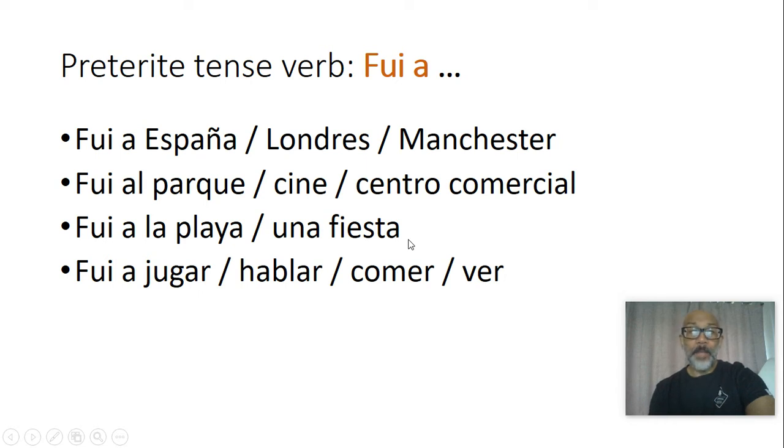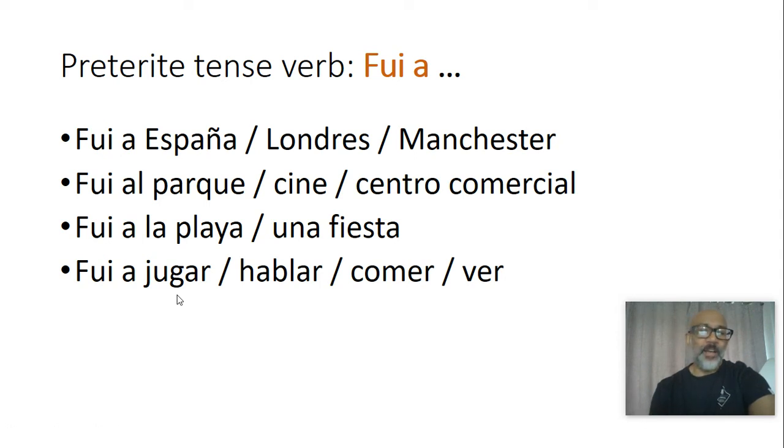And it may be that you want to refer to different actions that you did. So you don't necessarily want to just say, I went to a place, but you can't remember how to form the preterite tense for those verbs. So one alternative you could use is to put fui a in front of the infinitive for that verb. So for example, I went to play with my friends. If you can't remember I played with my friends, jugué con mis amigos, but you can remember the verb jugar, to play, that you can simply say fui a jugar con mis amigos. I went to play with my friends.